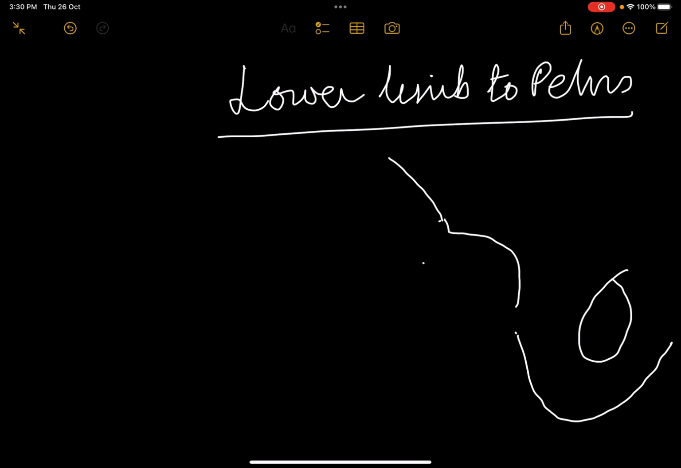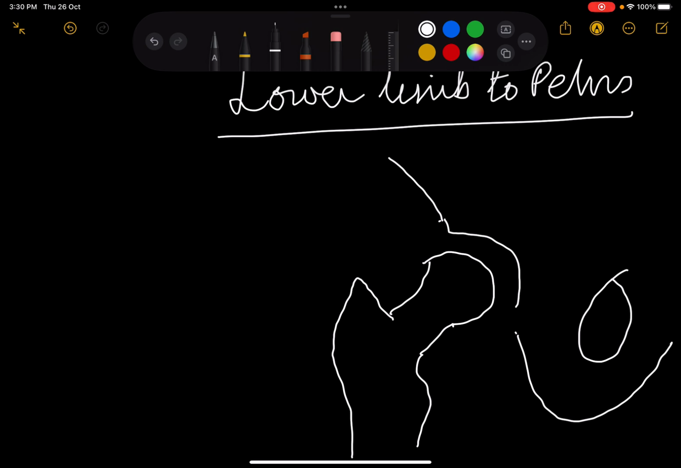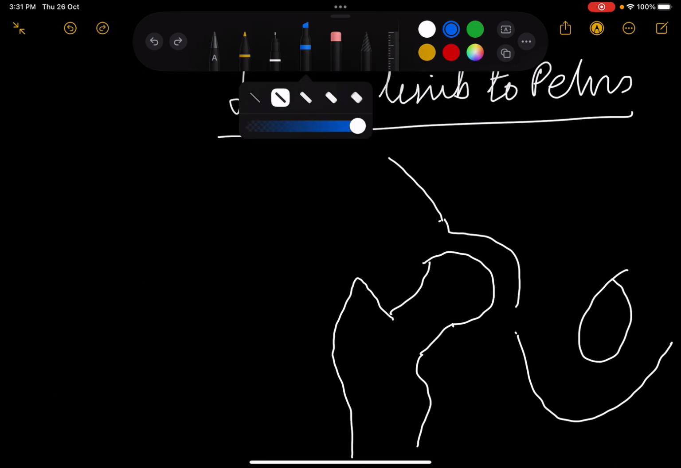So this is the head of the femur, the neck of the femur, the greater trochanter and the lesser trochanter. You would find the articular cartilage in this region, and this is the non-articular part of the acetabulum.